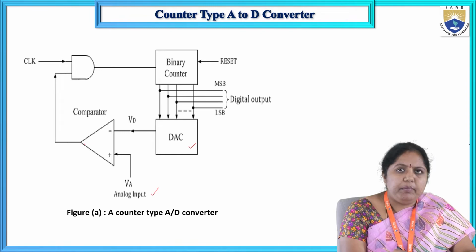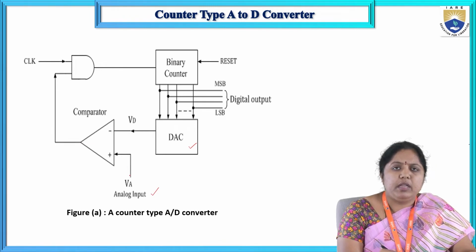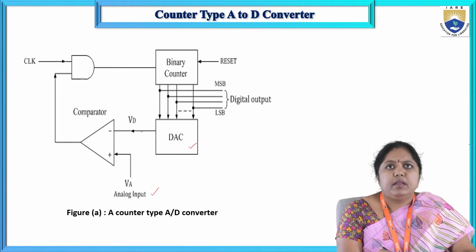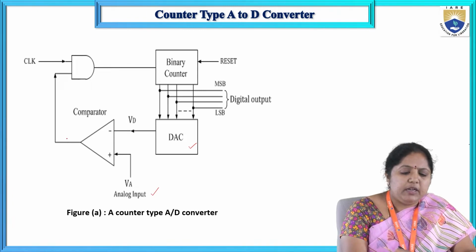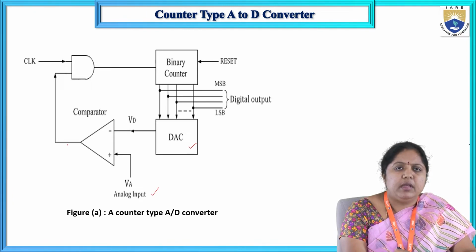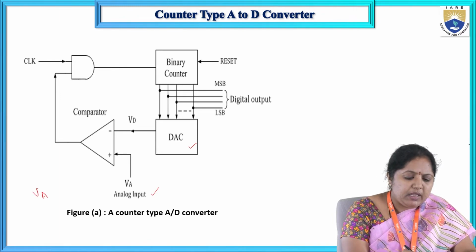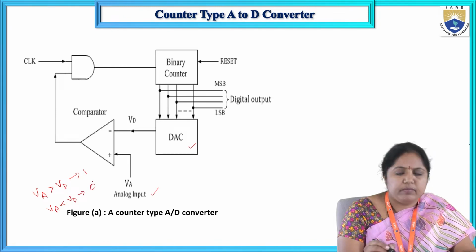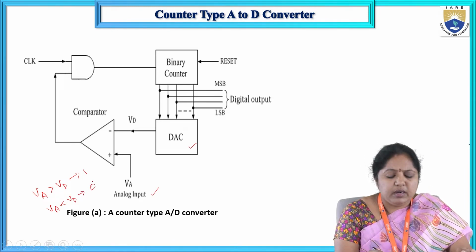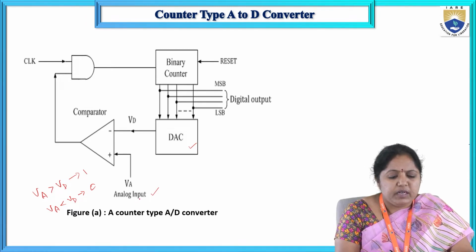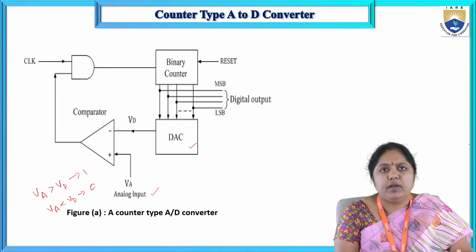Next, this comparator will compare the analog input signal with the D2A converter output, and it will generate a comparator output value of either logic 1 or logic 0. Suppose if the VA value is greater than VD, I will get the comparator output as logic 1. If VA is less than VD, I will get the output value as logic 0. Right? So if I give the analog input signal for this comparator, definitely I will get the output value equal to 1.